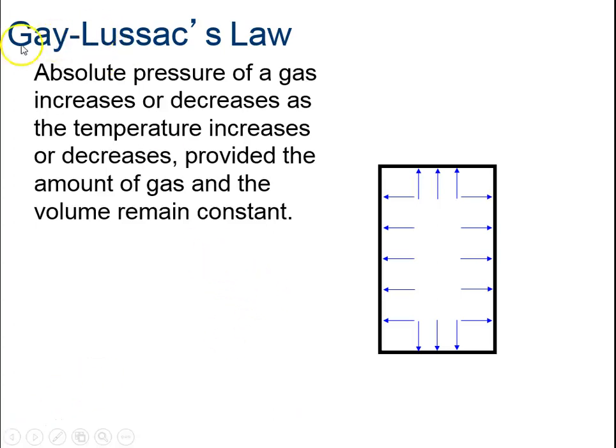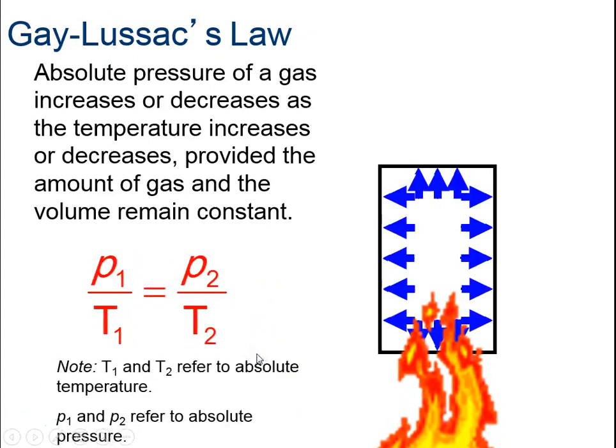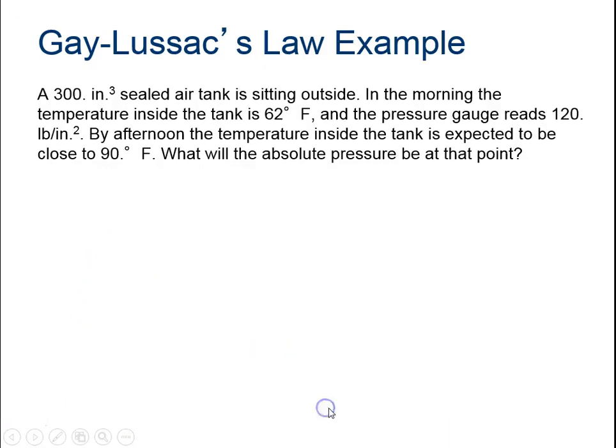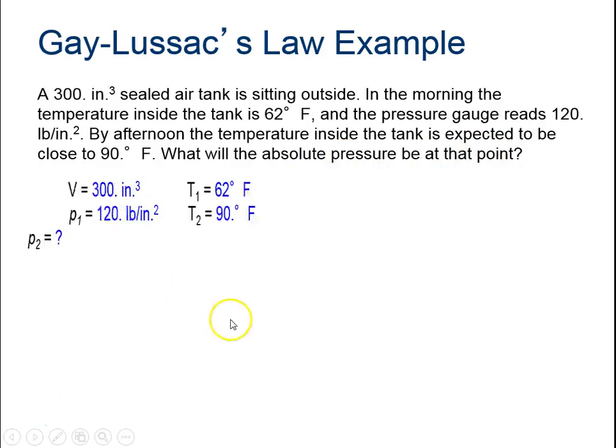Our last one is Gay-Lussac's law, and it talks about pressure and temperature. Do notice that both of these have to be changed over to absolute, and they're inverse again. As the pressure goes up, temperature goes down. So here's an example of the formula. Initial volume, and it's a sealed air tank. So a sealed tank is not going to change in volume. But in the morning, the temperature is lower than it is in the afternoon. This is our gauge pressure in the morning, and we want to know the absolute pressure in the afternoon.